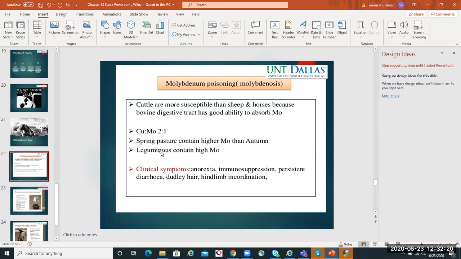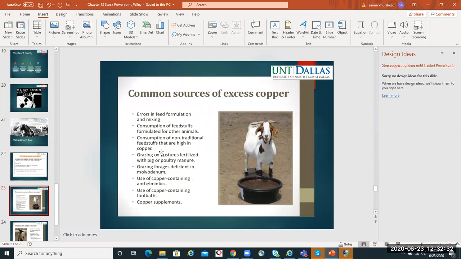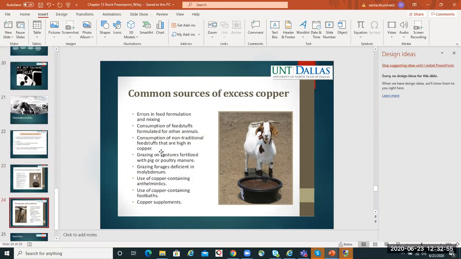Clinical symptoms of molybdenum poisoning are anorexia, immunosuppression, persistent diarrhea, dodgy hair, and hind limb incoordination. Common sources of excess copper are errors in feed formulation, consumption of feedstuffs formulated for other animals, grazing on pastures fertilized with pig or poultry manure, grazing forages deficient in molybdenum, use of copper-containing anthelmintics, or use of copper-containing footbaths or copper supplements.